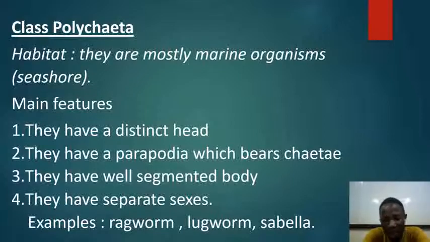Let's look at the main features of organisms in this class. They have a distinct head. It means that they have a head that distinguishes itself from the main body. You can clearly see they have a head. Of course, they have parapodia which bear chaetae. Parapodia is just a lateral extension on its body. As we go on further, we shall look at what actually is the parapodia.